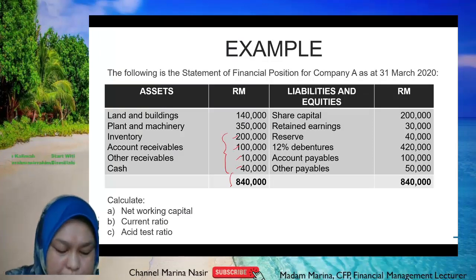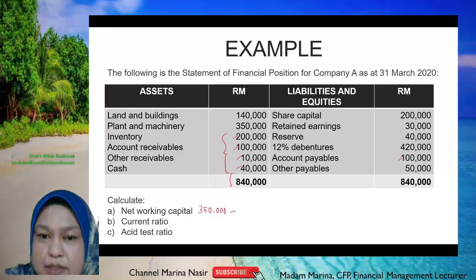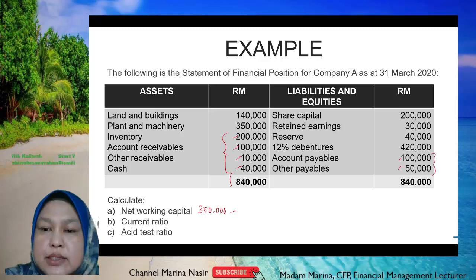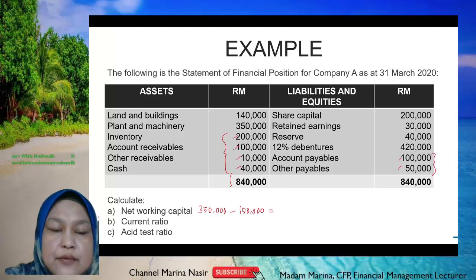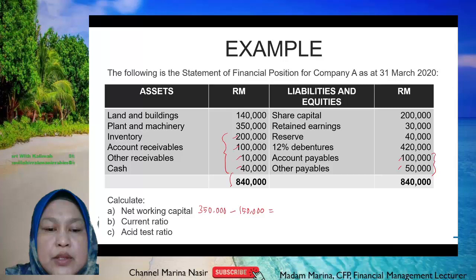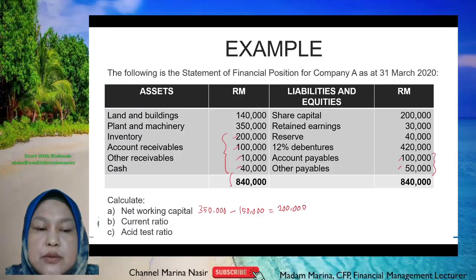When we total up, we have 350,000. Okay, 350,000 minus current liabilities. This is the current liabilities, account payables and other payables. 100,000 plus 50,000 equals 150,000. So 350,000 minus 150,000 equals 200,000. Okay, this is our net working capital.